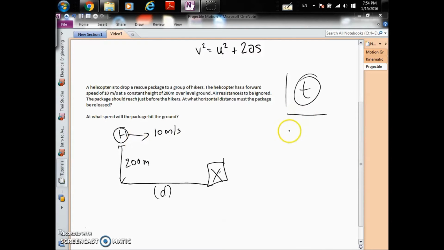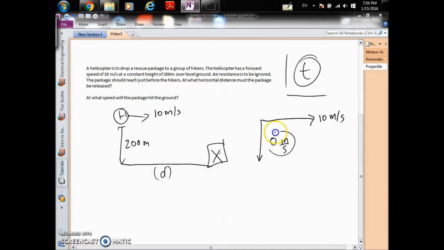Okay, so first, what is the initial velocity of the helicopter? The horizontal one is 10, and the vertical one is 0, because it's not going down, it's staying at a constant height. So basically this is simply a free fall problem, starting from 0 meters a second. So first we're going to analyze the vertical component, find the time, and then link that time with the horizontal information, and then we will basically find the d here. Okay, let's just have a crack at it.